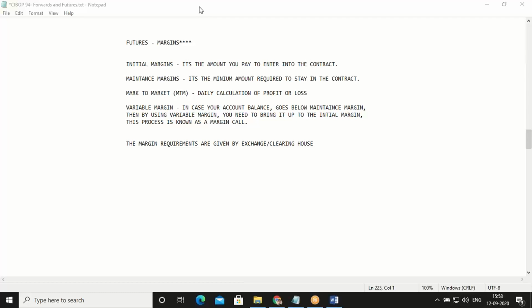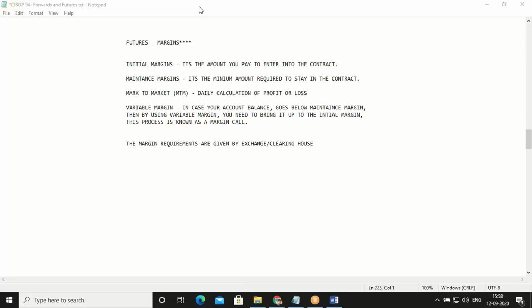Now, in case your account decreases and goes below maintenance margin, then by using variation margin, you need to bring it up to initial margin. This process is known as a margin call, and it is triggered by the clearinghouse, from the clearinghouse to the broker to you as the investor.